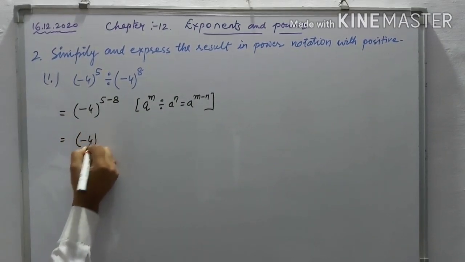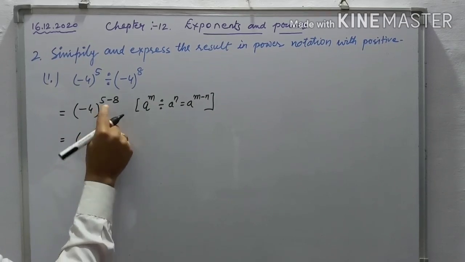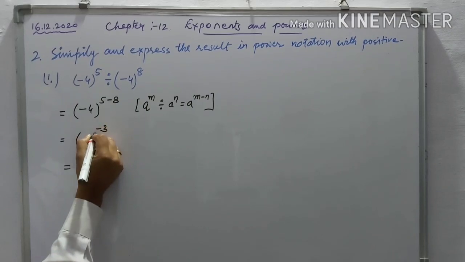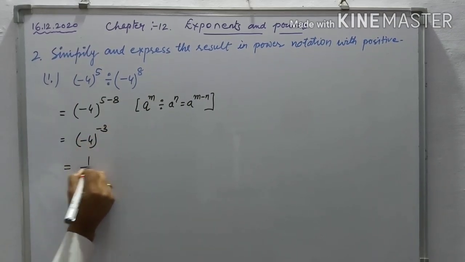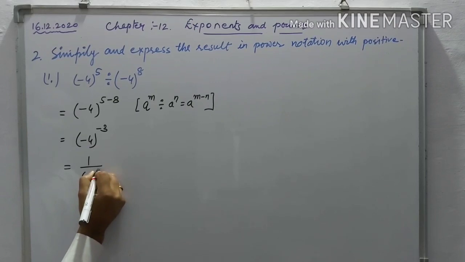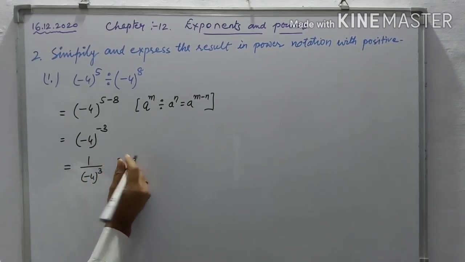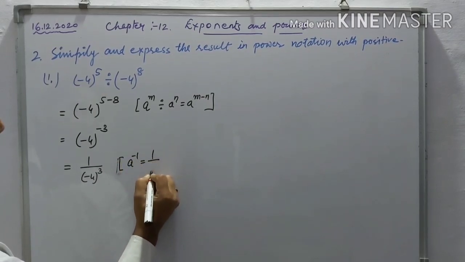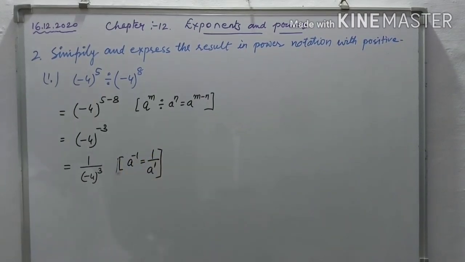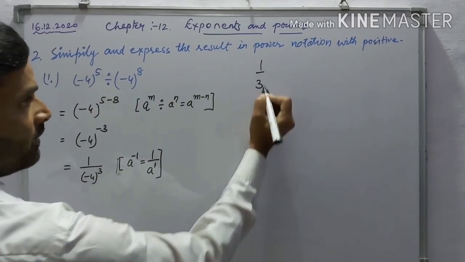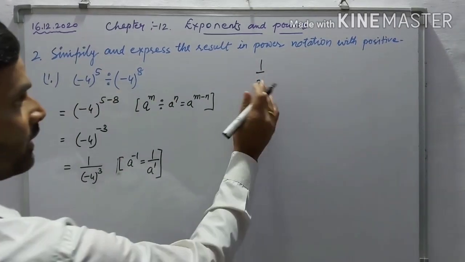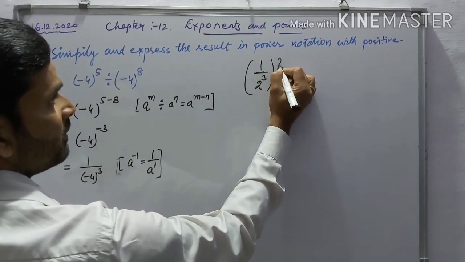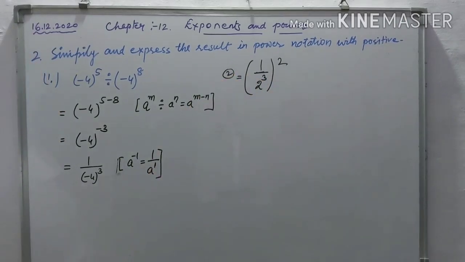Now 5 minus 8 is minus 3, so there is a negative sign. To change it into positive, minus 4 power 3, you use a^(−1) is equal to 1 upon a^1. So it is 1 upon (−4)^3. The next question is (1 upon 2^3) whole power 2. This is the second question.